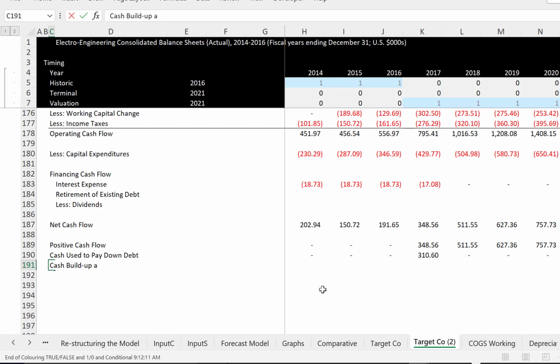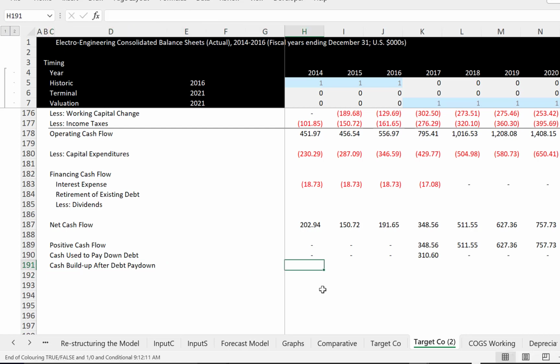Now, the way they set up this case is so bad, it's mind-boggling because of that 2-year depreciation. It's just mind-boggling how bad the logic and the realism of this case is. But we'll come to that in just a minute. Cash buildup after debt paydown.